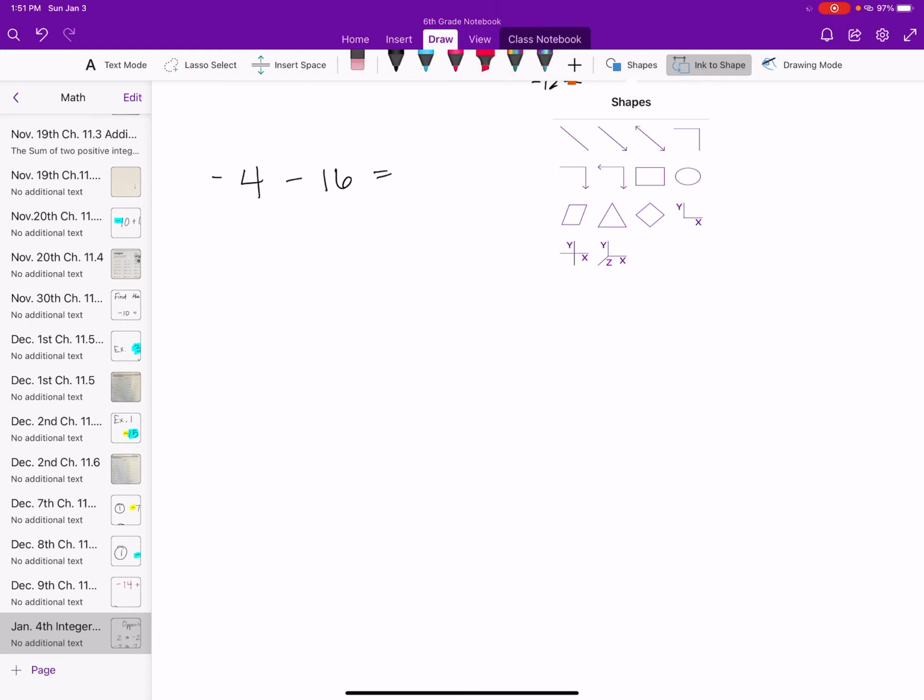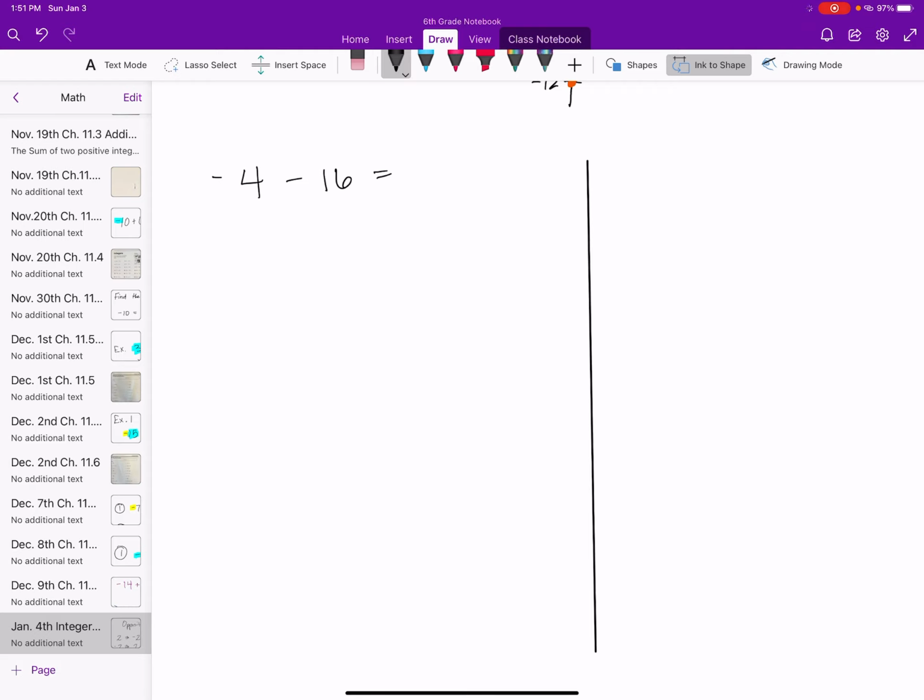Here's our little chart again. We're going to draw our water level on here. Probably going to have to put it up a little bit more. Here's our 0. 1, 2, 3, 4, 5, 6, 7, 8, 9.